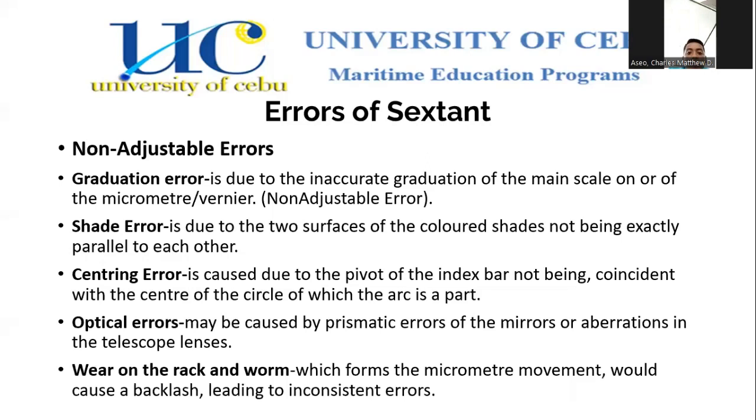Optical error may be caused by prismatic error of the mirror or aberration in the telescope lenses. Wear on the rack and worm, which form the micrometer movement, would cause backlash, leading to inconsistent error.